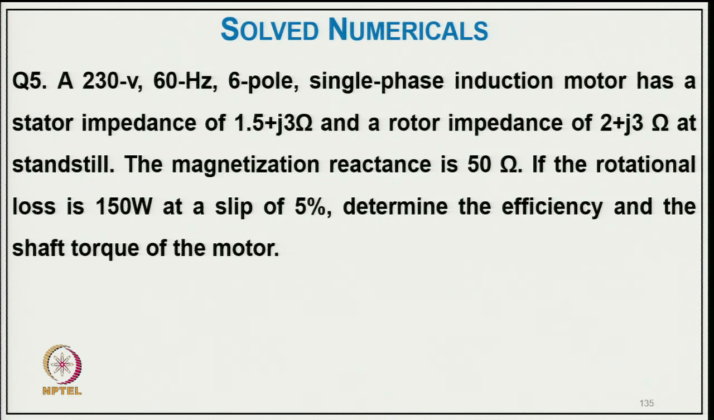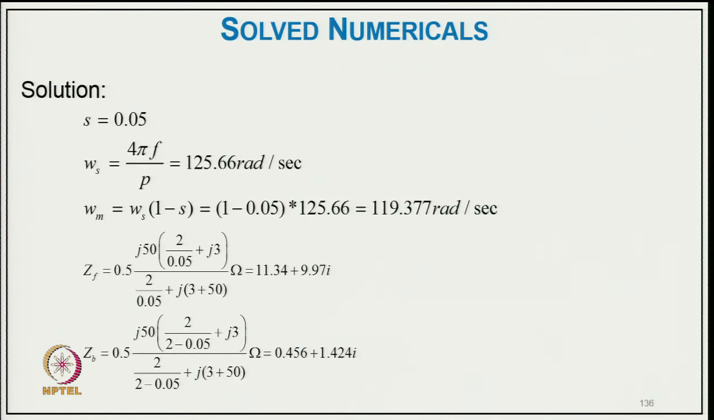Now, coming to example 5, a 230 volt 60 hertz 3 pole single phase induction motor has a stator impedance of 1.5 plus j3 ohm and a rotor impedance 2.83 at the standstill. The magnetizing reactance is 50 ohm. If the rotational loss is 150 watt at the slip of 5%, find the efficiency and the shaft torque of the motor. So, S equal to 0.04, so omega s is 4 pi f upon P, 125.66 radian per second, omega m equal to omega s minus S omega s, putting value 119.37 radian per second.